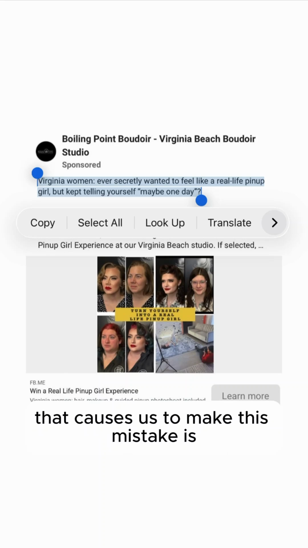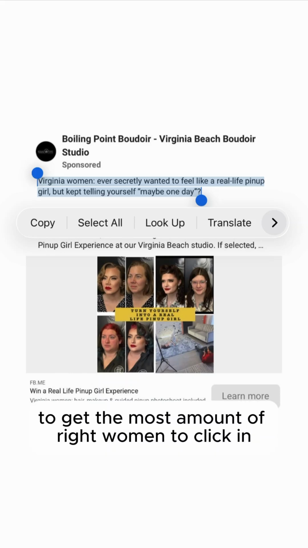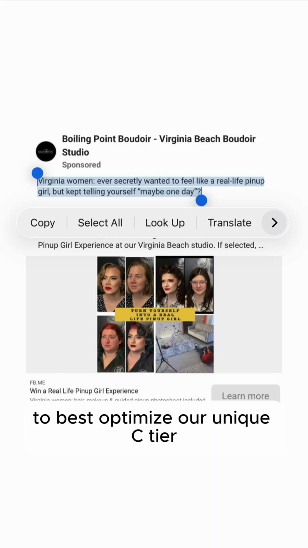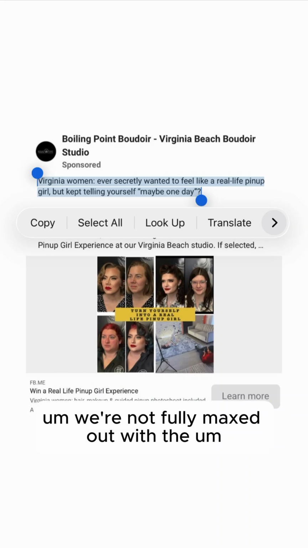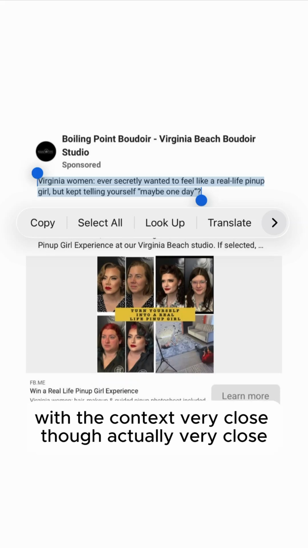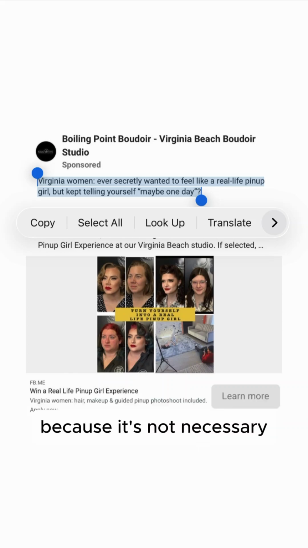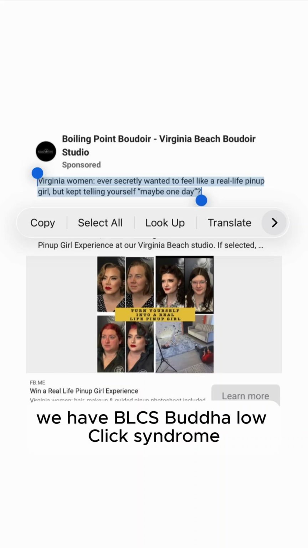The false belief that causes us to make this mistake is that we've optimized the most amount of context to get the most amount of right women to click in and the most amount of wrong women to scroll on by, to best optimize our unique CTR at a point above 6%. We're not fully maxed out with the context. Very close though, actually very close. So the consequence of this is way more women are going to be scrolling by our Boudoir Facebook ad than necessary, pulling our unique CTR under 6%, and increasing the probability we have BLCS, Boudoir low click syndrome.